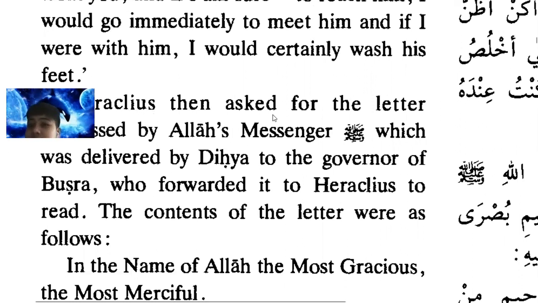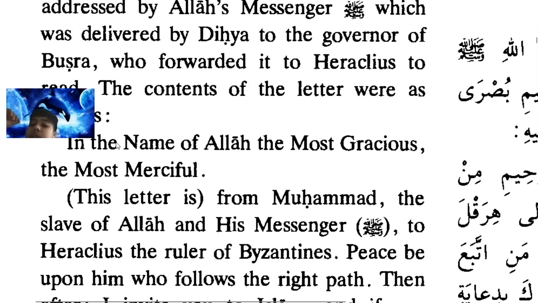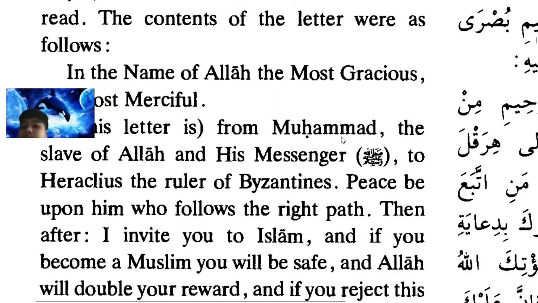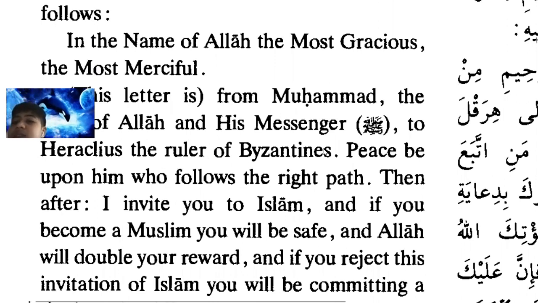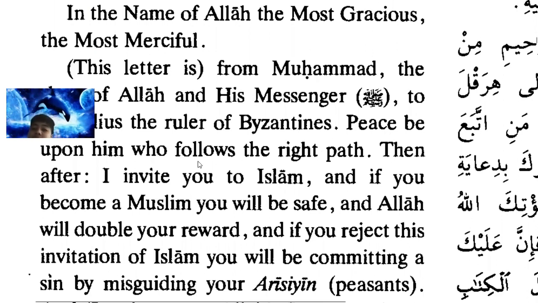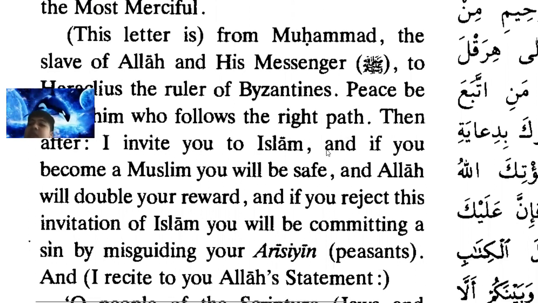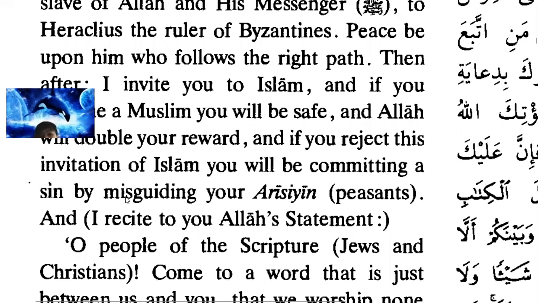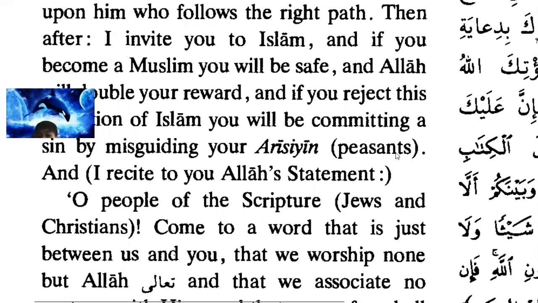Heraclius then asked for the letter addressed by the Messenger of Allah, which was delivered by Dihya to the governor of Busra, who forwarded it to Heraclius. The contents of the letter were as follows. In the name of Allah, the most gracious, the most merciful. This letter is from Muhammad, the slave of Allah and his messenger, to Heraclius, the ruler of the Byzantines. Peace be upon him who follows the right path. Then after, I invite you to Islam, and if you become a Muslim, you will be safe and Allah will double your reward. And if you reject this invitation of Islam, you will be committing a sin by misguiding your peasants.